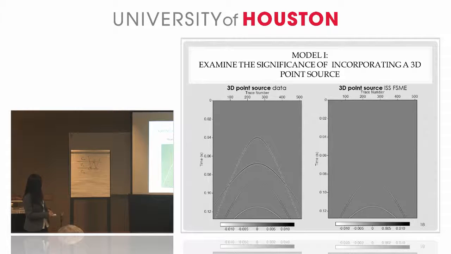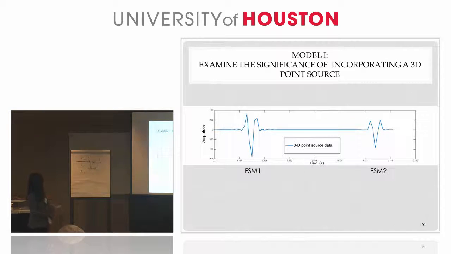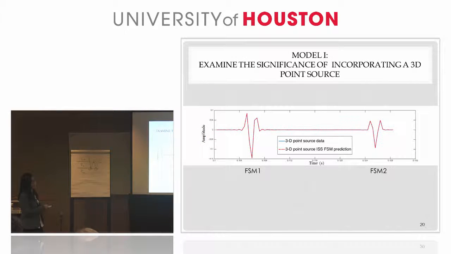If we arbitrarily pick one trace to do the trace comparison, I use this solid blue line here to represent the free surface multiples in the original 3D point source data. And then we plot the 3D point source free surface multiple prediction on the same plot. Using this red line, you will see this line completely overlaps with the original data. We can flip back and forth. You can't see any difference.